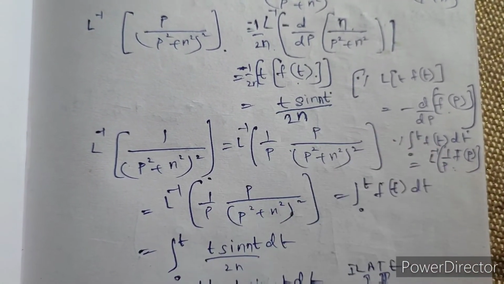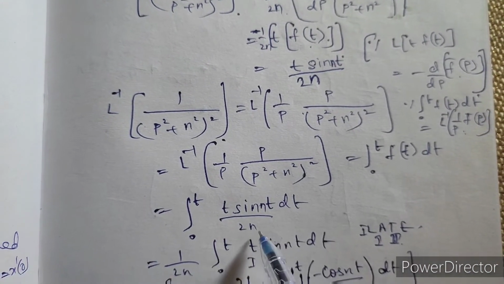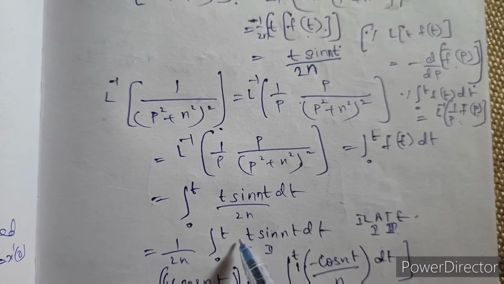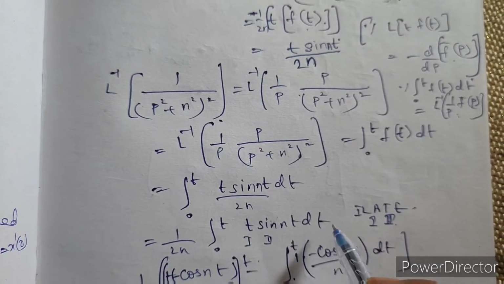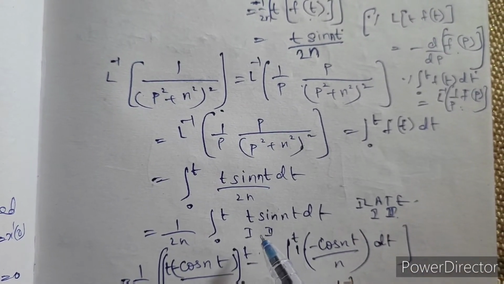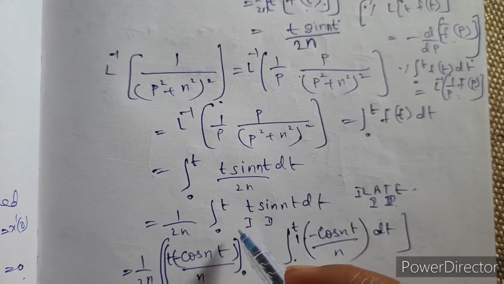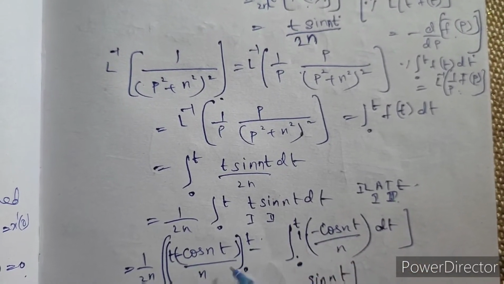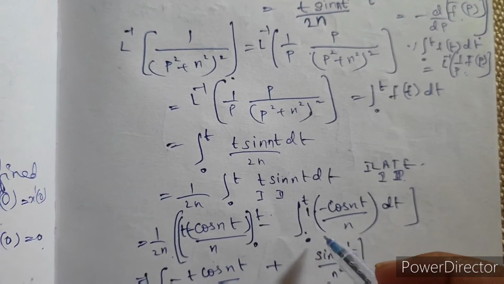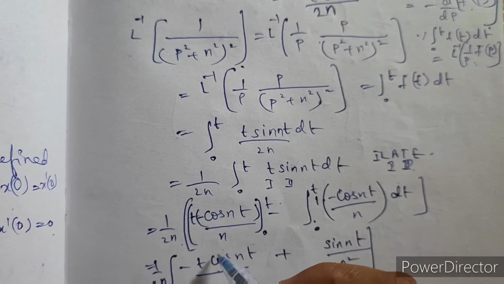So the integral over 0 to t of t sin nt dt divided by 2n. Here 2n will be constant, it will be out. So the integral over 0 to t of t into sin nt dt. Now you are applying the ILATE rule and integrating it. So t becomes the first function and sin nt becomes the second function. First function into integral of second function minus integral of derivative of first function into integral of second function, and then applying the limits. It is from 0 to t.